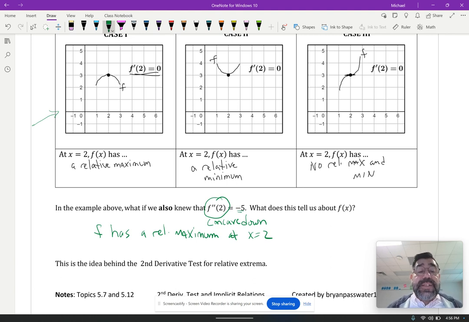So the moral of the story is we're going to use concavity to determine, as long as I know that I'm starting with a critical number, which is what this was, right? This was a critical number. As long as I know that I'm starting with a critical number, only 3 things can happen, and 2 of those things I can figure out whether I have a relative max or min just by looking at concavity, which is related to the second derivative. So that's what we're going to establish in the second video, but this is the idea that we're going to use behind it.